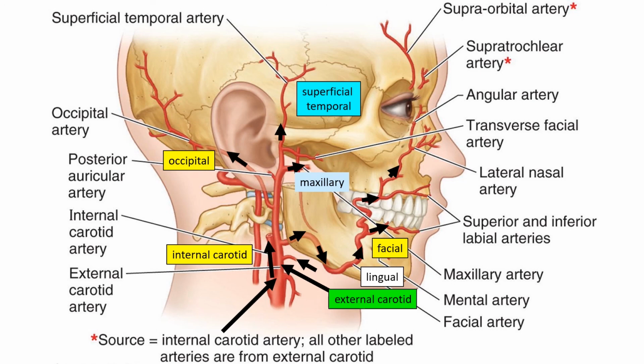So what is the terminal branch of the external carotid? It is the superficial temporal artery. Then posteriorly it gives a branch that goes posterior to the ear, towards the occipital area, and this is called the occipital artery. It also gives a deep branch to the pharynx, which is not visible here.